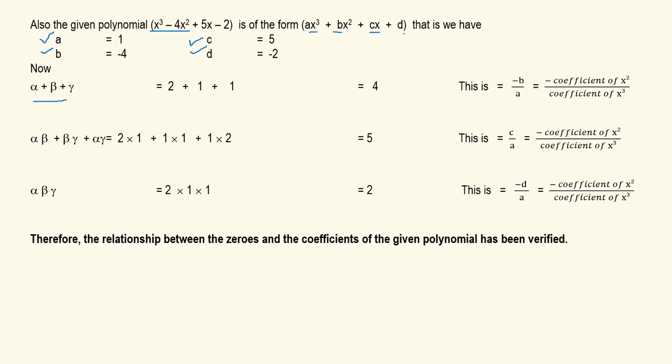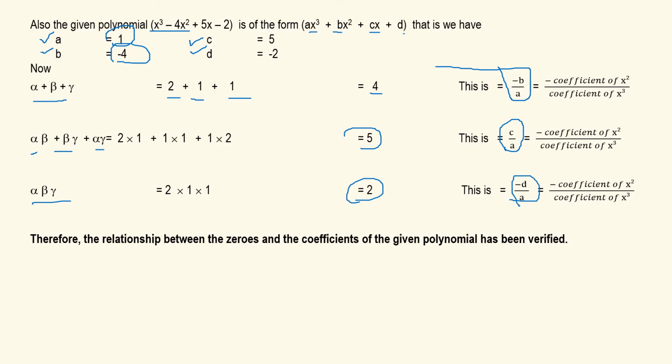Therefore, alpha plus beta plus gamma, from the given zeros we know that this is equal to 2 plus 1 plus 1, which is equal to 4, and this indeed is equal to minus b by a, because b is equal to minus 4 and a is equal to 1. Similarly, alpha beta plus beta gamma plus alpha gamma is equal to 5, which is actually equal to c by a. Similarly, alpha multiplied by beta multiplied by gamma is equal to 2, which is equal to minus d by a when we use the values that we have found here. So we can say that we have verified the relationship between the zeros and the coefficients of the given polynomial.